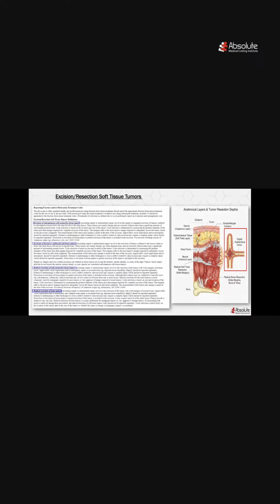All right. So we are done with the definition. Now let's look at the guidelines. Let's start with the common CPT guidelines that apply to all four of these tumor excision or resection categories.